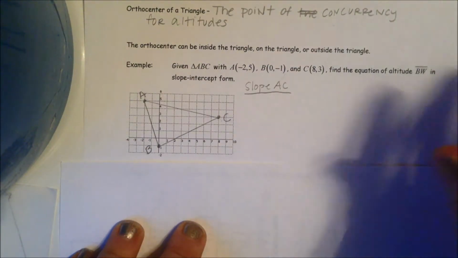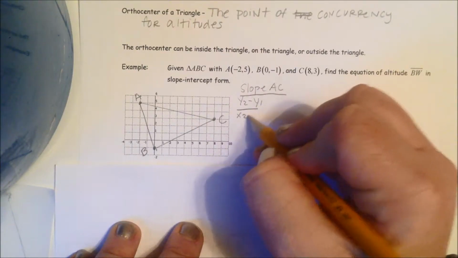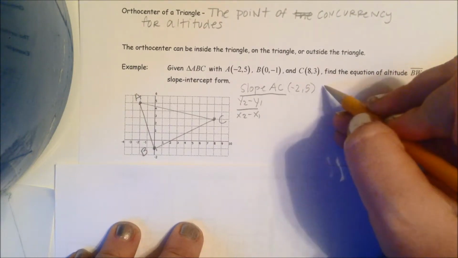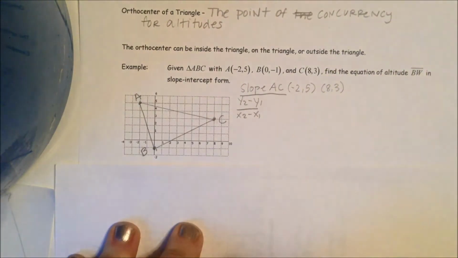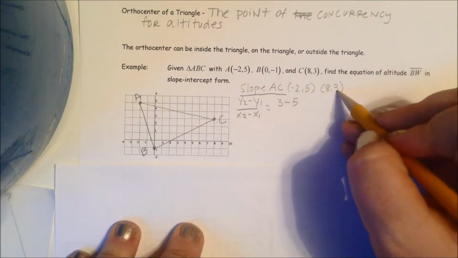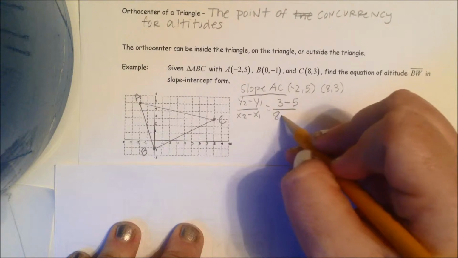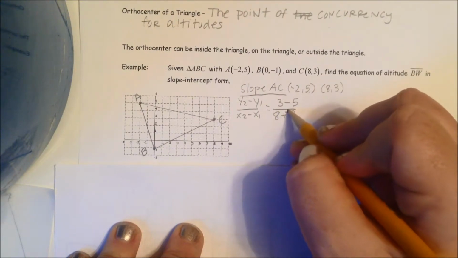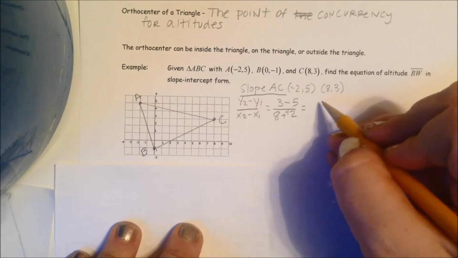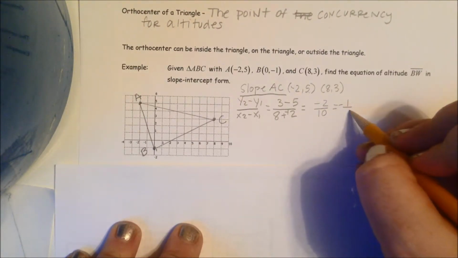So the slope of AC, we just talked about on the other side and last class, that slope was y2 minus y1 over x2 minus x1. And I'm using AC, so that's negative 2, 5, and then 8, 3. So I'm going to say that the slope is 3 minus 5 divided by 8 minus negative 2. And remember, minus a negative is the same thing as plus a positive. So that ends up giving me a slope of negative 2 over 10, which I can reduce to negative 1/5.